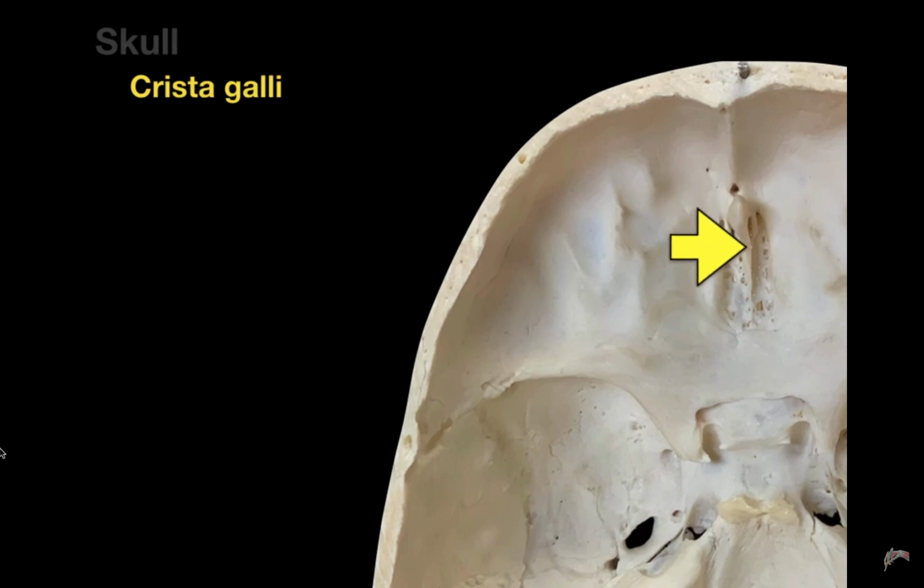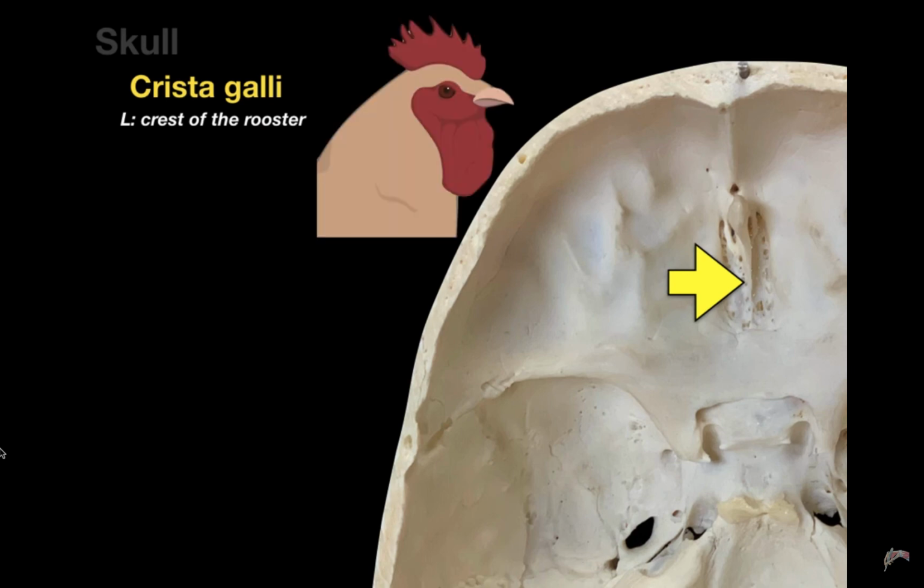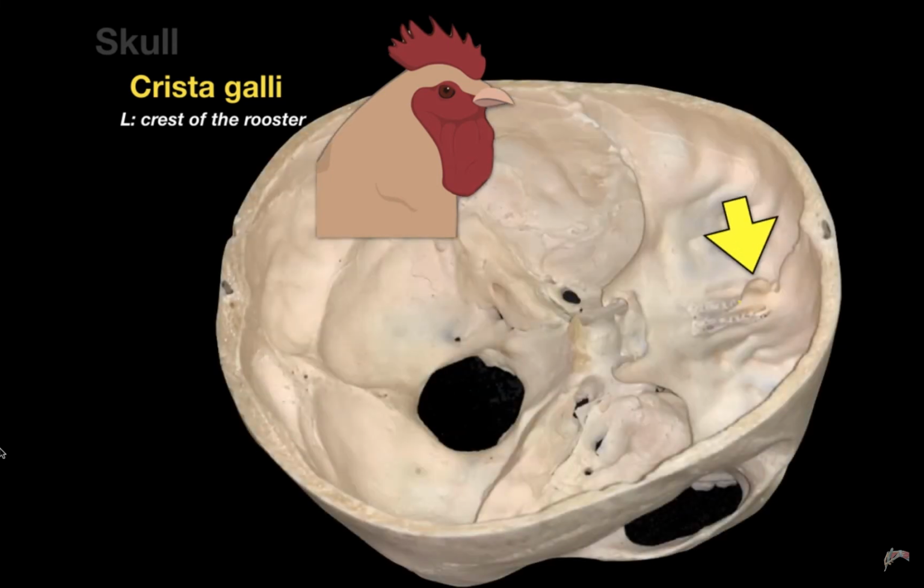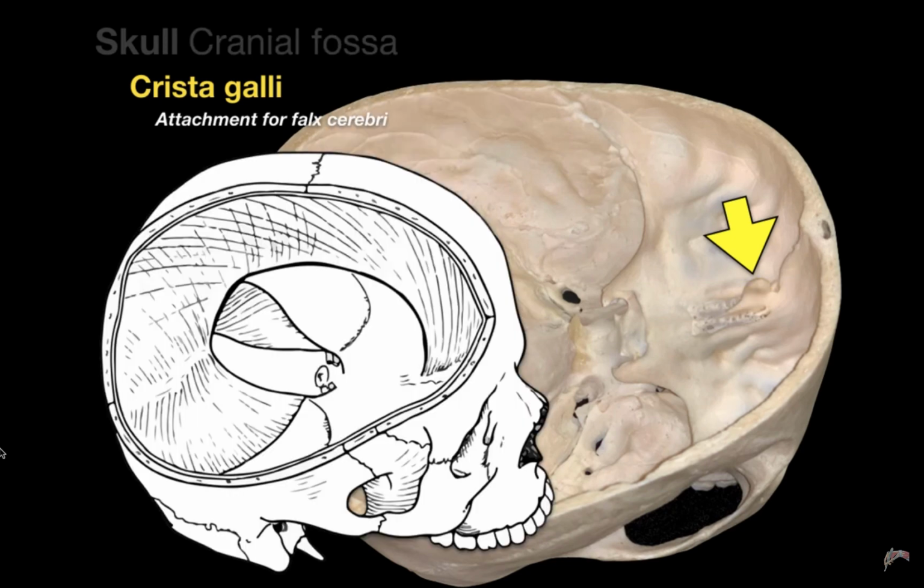Now the crista galli is located right there, and crista galli is Latin for the crest of the rooster. And so how does that look? Well, let's take a look at another view, right like that. There is that crista galli, so that it looks like the crest of a rooster. Now, what does the crista galli do?